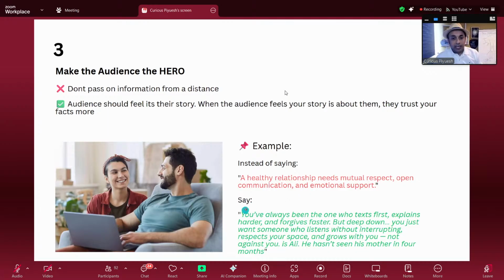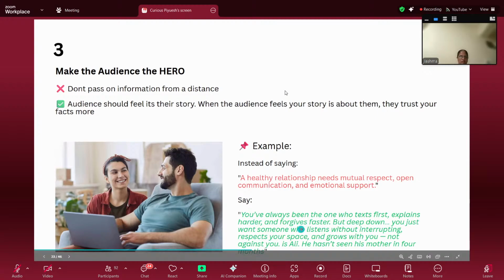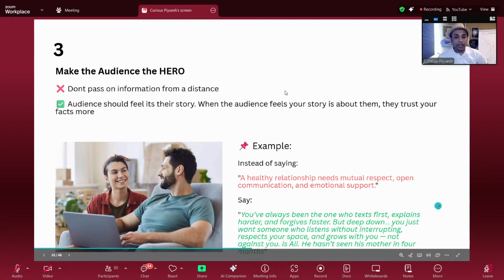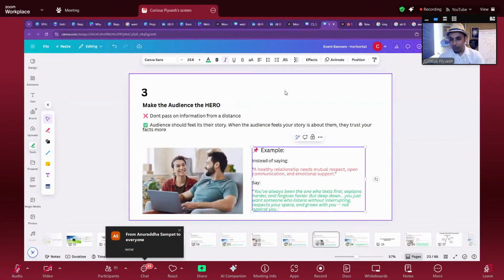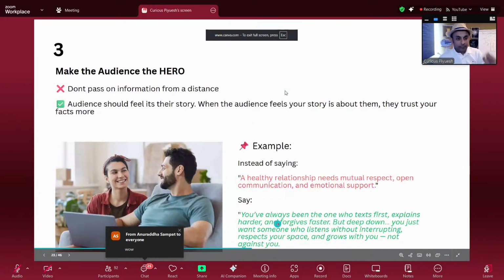Now check this. How can you say this? You have always been the one who texts first, explains harder, and forgives faster. But deep down, you just want someone who listens without interrupting, respects your space, and grows with you, not against you. Oh, sorry. This was a copy. Not against you. Do you see the difference here?